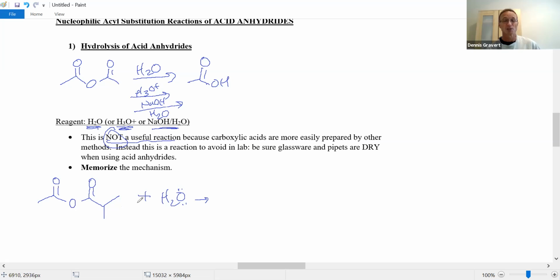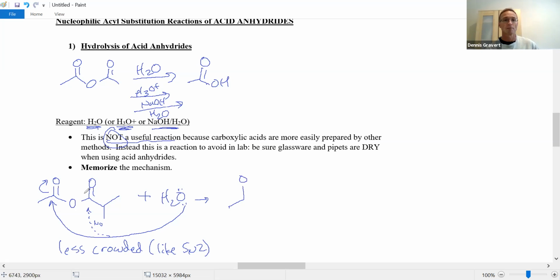So which one is easier to attack? The less crowded. It's like an SN2. It's not SN2 though. What kind of resembles it? It's going to go after this one. No, not this one. This one has some crowding. There's a branch here. Okay, so it'll be the one on the left in this case. So if you have a mixed anhydride, have your nucleophile in the mechanism attack the side that's less crowded.